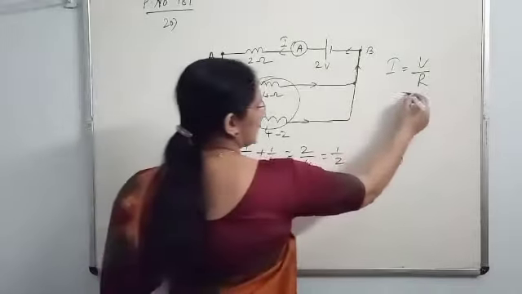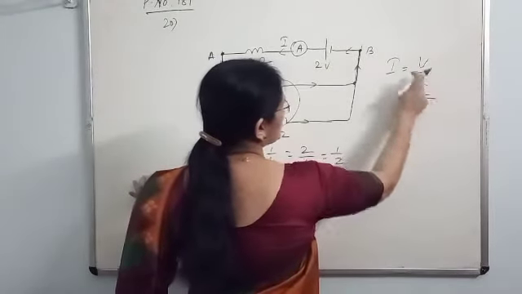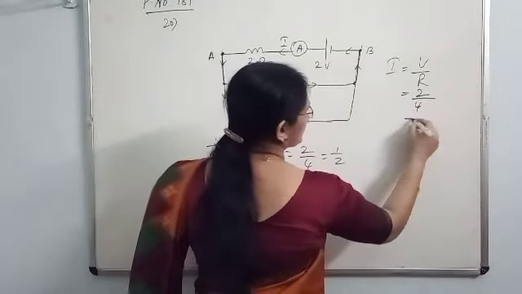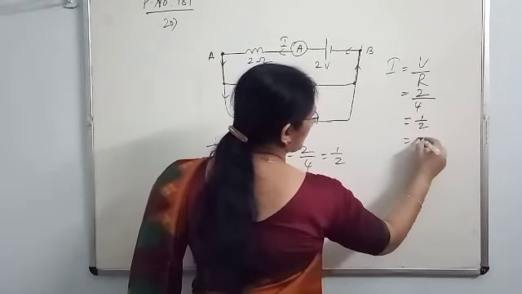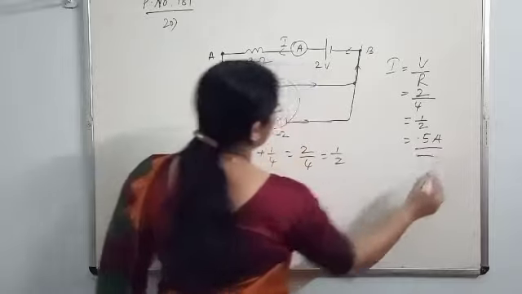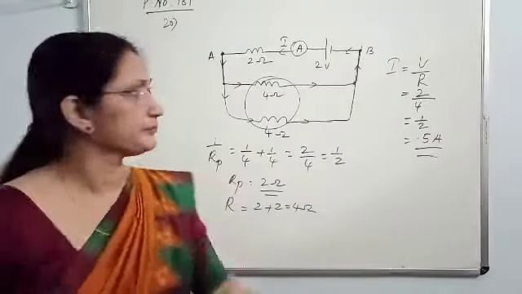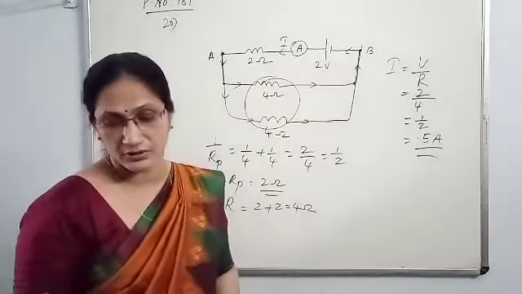So here current is V by R. V value is 2, R is 4, that is 1 by 2, 0.5 ampere. The ammeter reading will be 0.5 ampere. That is the current in the circuit.